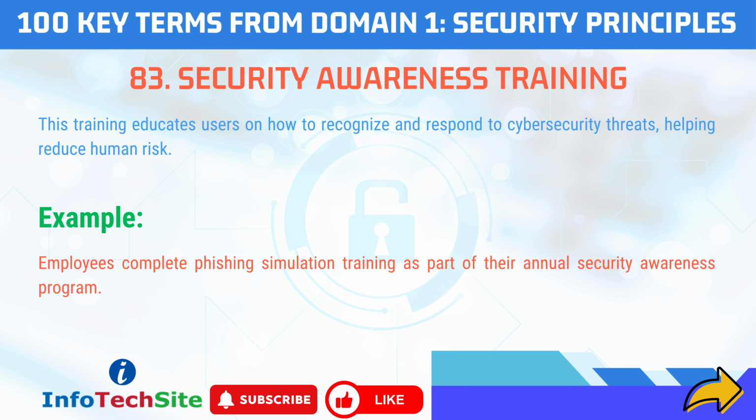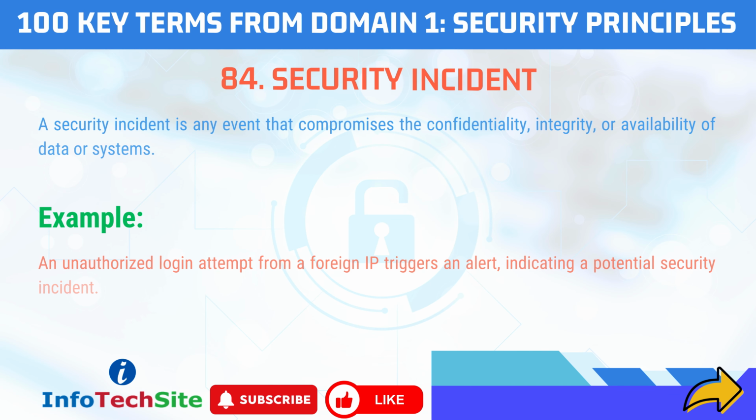83. Security awareness training. This training educates users on how to recognize and respond to cybersecurity threats, helping reduce human risk. For instance, employees complete phishing simulation training as part of their annual security awareness program. 84. Security incident. A security incident is any event that compromises the confidentiality, integrity, or availability of data or systems. An example includes: an unauthorized login attempt from a foreign IP triggers an alert, indicating a potential security incident.